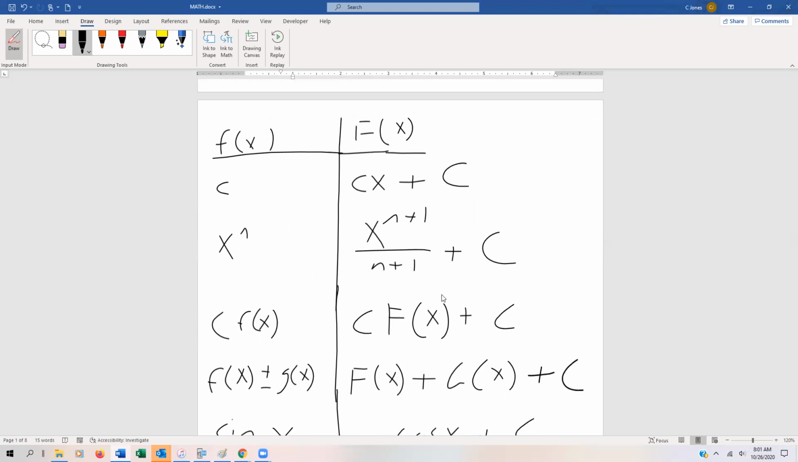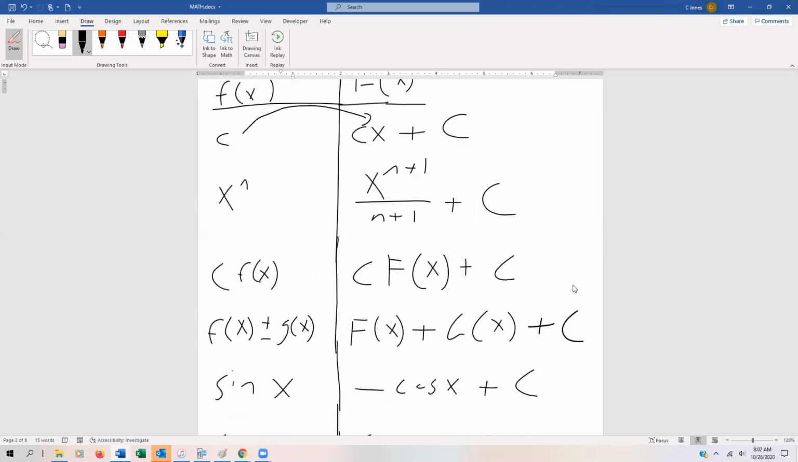Well, we know that if we take cx and take the derivative of that, that's going to give us c. So what we're saying is if I take the antiderivative of c, that'll be cx plus another constant. I'm just going to call that capital C, because they just don't have any relationship.